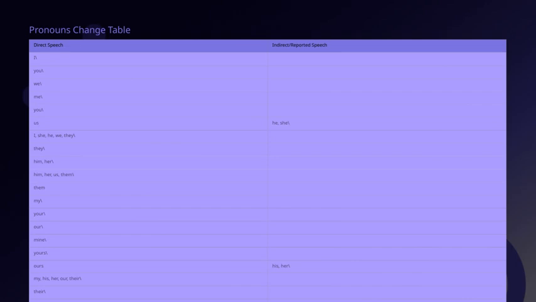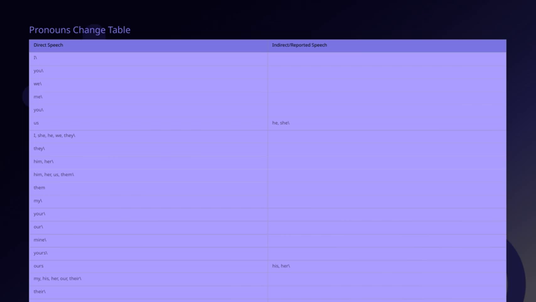Now, let's take a look at the pronouns change table. This table is really useful because it shows us how pronouns shift when we're moving from direct speech to indirect or reported speech. For example, when I say I in direct speech, it often changes to he or she in reported speech, depending on the subject. Similarly, you in direct speech can become he or she, or sometimes they, depending on the context. When it comes to we, it usually turns into they in reported speech, and me becomes him or her, depending on the gender. The same goes for us, which shifts to them.